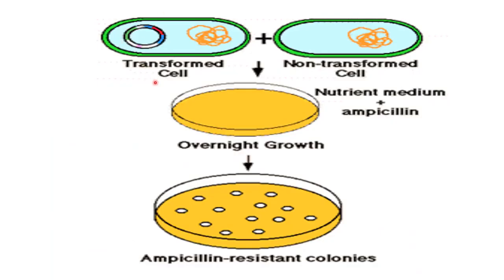So these are transformed cells, as you can see, because the recombinant plasmid is present inside them, and these are non-transformed cells because the recombinant plasmid is not present here. So what is done here? First of all, nutrient medium plus ampicillin. After overnight growth, you can see here only ampicillin-resistant colonies will grow, meaning only the transformed cells will grow here.